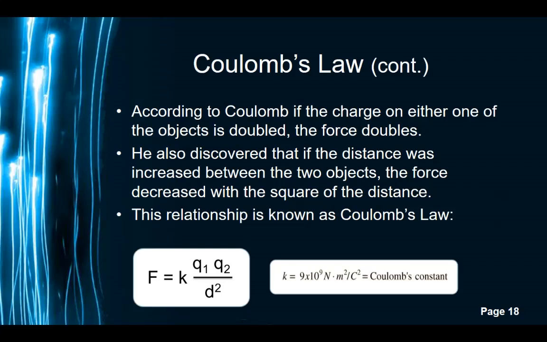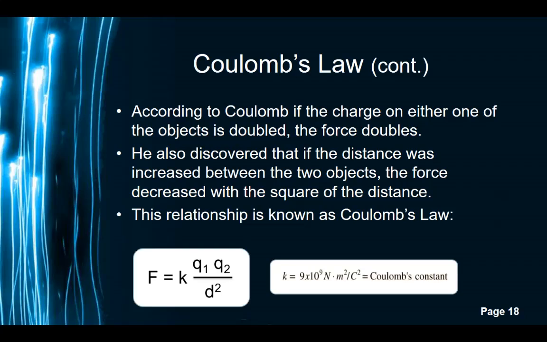He also discovered that if the distance was increased between the two objects, the force decreases with the square of the distance. So this is another inverse square law, which is very similar to what we saw when we were looking at Newtonian gravitation. In fact, if you take a look at the equation down there in the lower left-hand corner, it looks very similar to the one that we had for Newtonian gravitation.